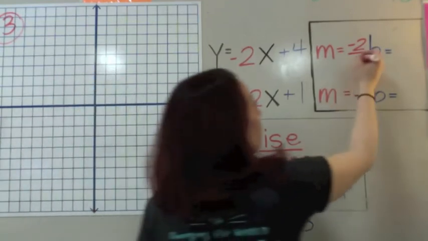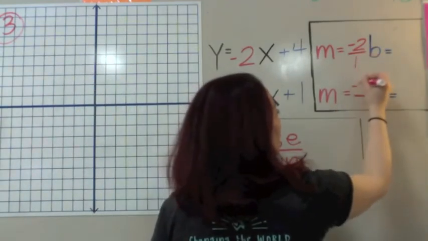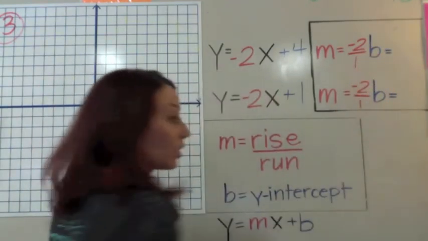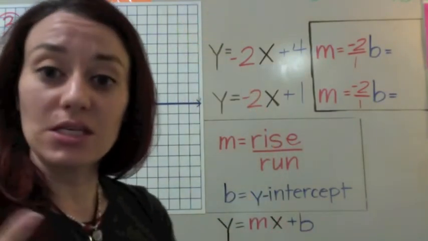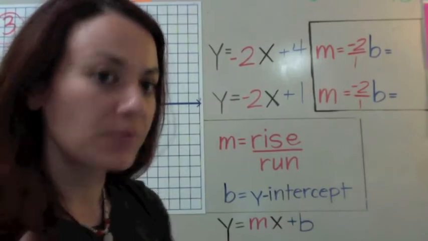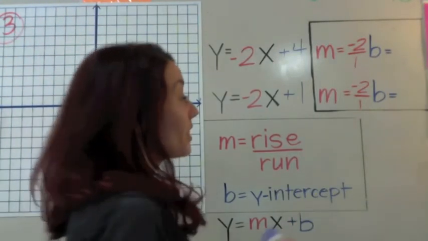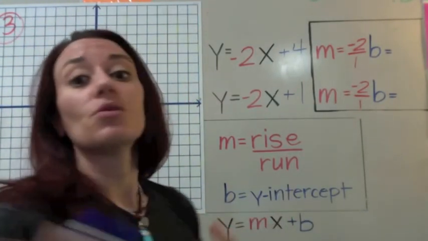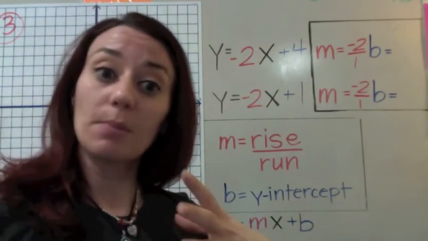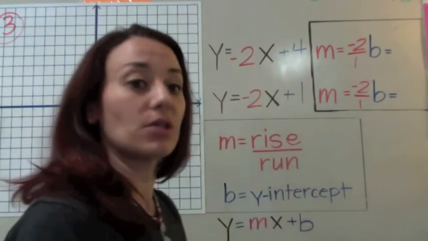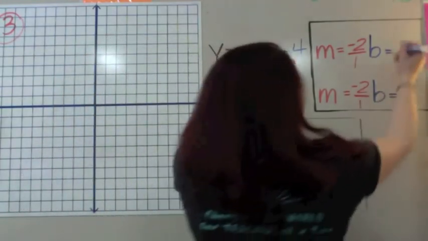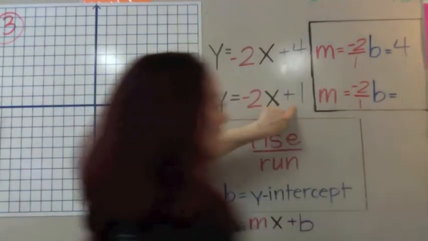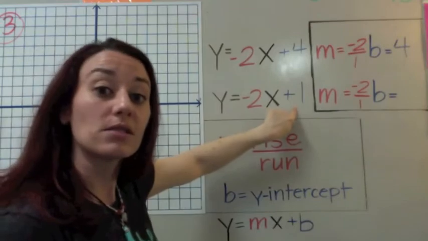Over 1. Very good. -2 over 1 for both of those, which means we're going to go down 2 and over 1 because this is a negative slope. What kind of slope is it going to be? Negative. All right. Then to start graphing these lines, we have to figure out what their y-intercepts are because the y-intercepts are different. What's the y-intercept in the first line? It's 4, so b is 4. What's the y-intercept in the second line? It's 1.